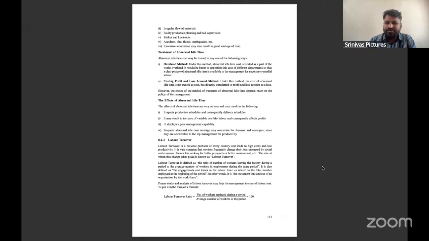So for the calculation of labor turnover, we are going to use the formula: labor turnover ratio is equal to the number of workers replaced during the period divided by the average number of workers in the period. So that is what we are going to use to calculate the labor turnover ratio. Is it clear?